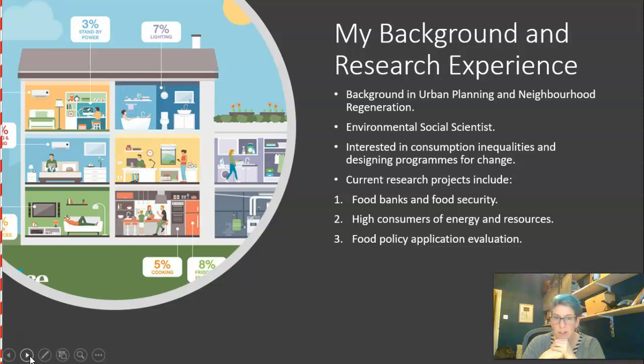Some of my research projects at the moment include working on some food bank projects, so looking at food insecurity and different responses to that and how effective, and the moral questions around food banks. I'm also just starting a large project looking at high consumers of energy and resources, so lots of interventions tend to target people on low incomes to try and change their consumption behaviour. But this project is looking at the other end of the scale, looking at people who tend to have high incomes and consume an awful lot of resources, and looking at different strategies for changing their consumption behaviours. And I also do some work around food policy, the application of healthy food policies and sustainable food policies, thinking about how effective those policies are at influencing the way that people eat.